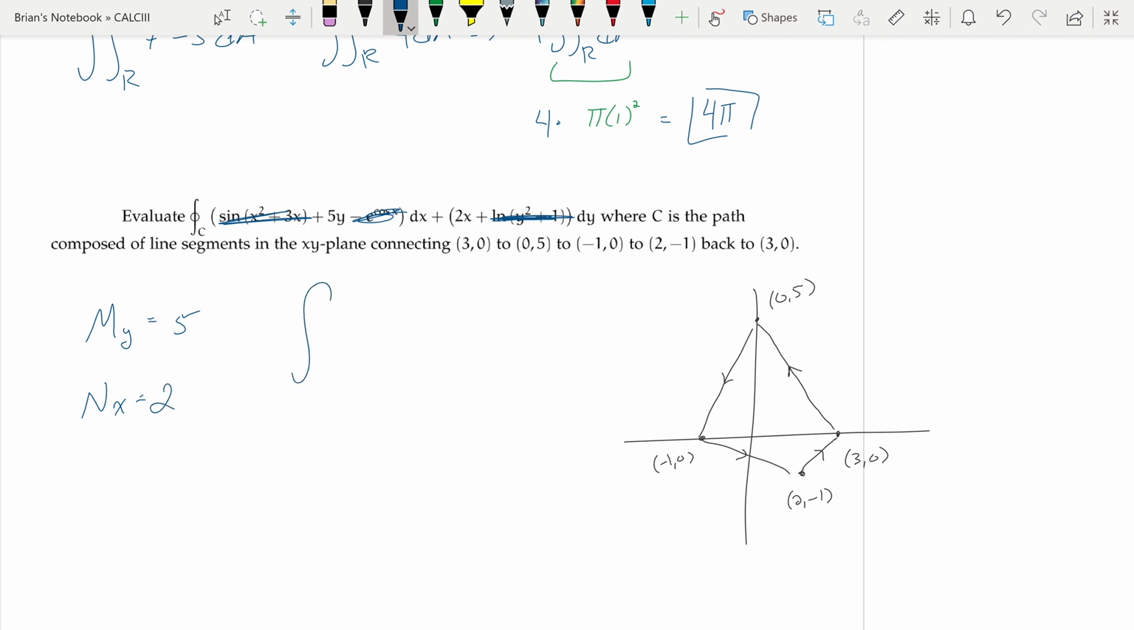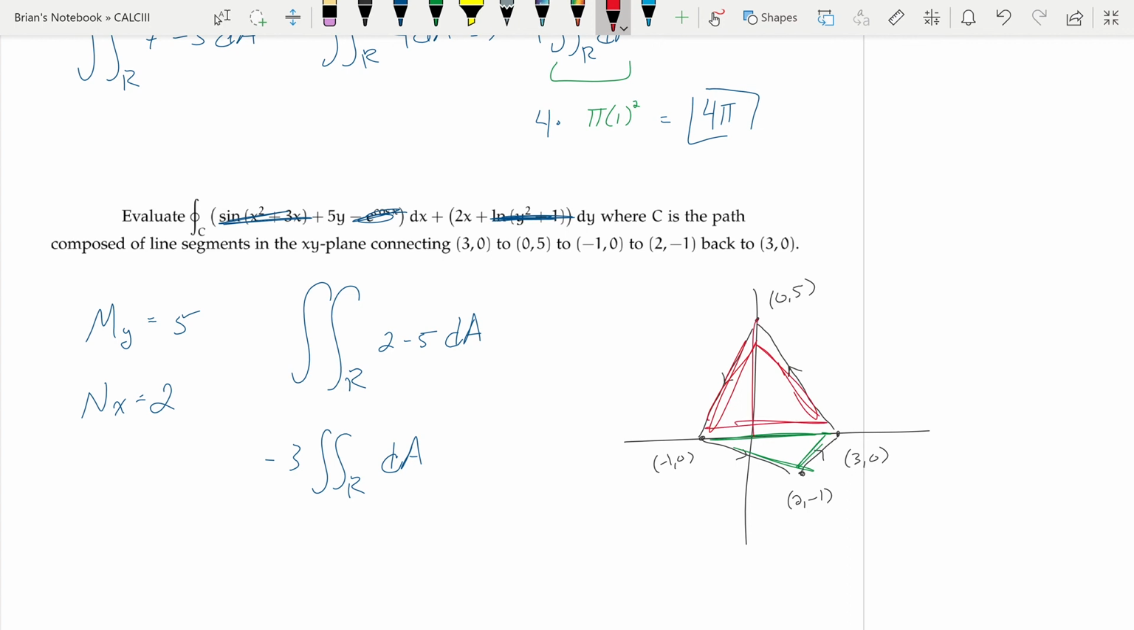So our integral will be the region of 2 minus 5 dA, or negative 3 times the area of the region. If we want to find the area of the region, it's a parallelogram. There are a few ways to do it. I think the easiest way is just to, or I guess it's not a parallelogram. I take that back. It's just some sort of shape. I'd split it into 2 triangles. There's one triangle, there's the second triangle.